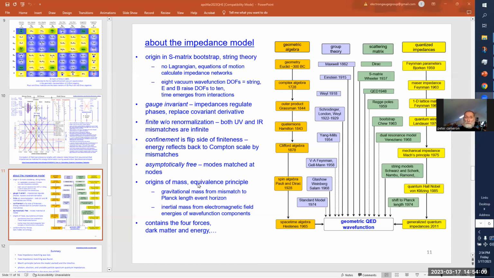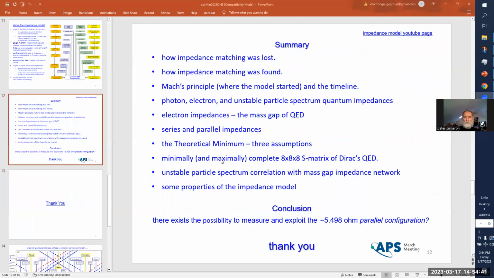The origins of mass are present in the model, as well as the equivalence principle. The gravitational mass comes from the impedance mismatch to the Planck length event horizon. That's the phase shift: the amount of energy that does not get reflected back from the Planck mass is the energy that's present at the Compton wavelength. And the inertial mass comes from the electromagnetic field energies of the wave function components. So it contains the four forces. It's got dark matter, dark energy.